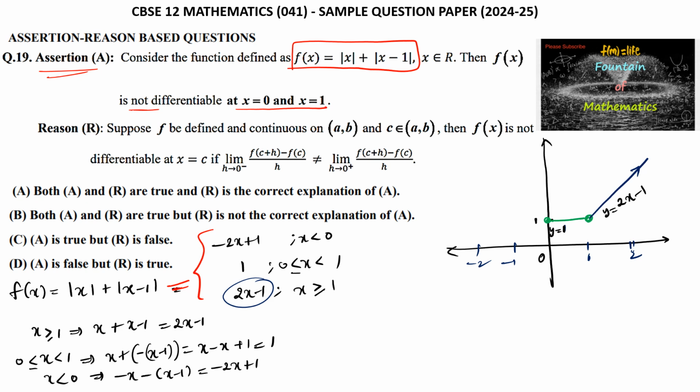And below 0, we can see negative 2x plus 1. So when x is equal to 0, it is 1. When x is equal to minus 1, it is 3. So we can see the graph here. Minus 1, it is 3, same as plus 2.